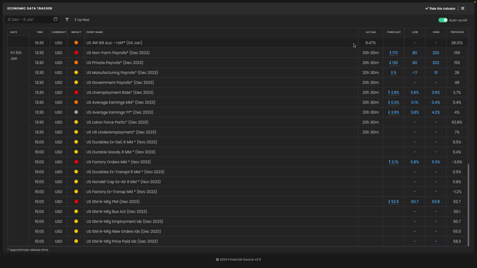The major trade risk here is obviously the data, and the dollar yen will be moving mostly in line with the data and what that tells us about the path of US interest rates.